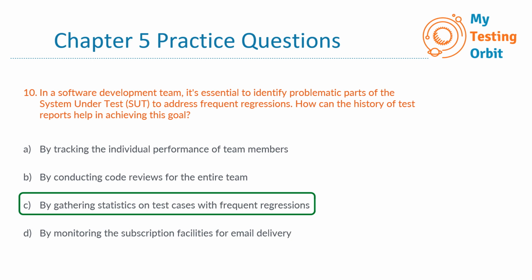Okay, so monitoring email delivery subscriptions is not related to identifying problematic parts of the SUT or addressing regressions in the software. It's unrelated to the goal described in this question.